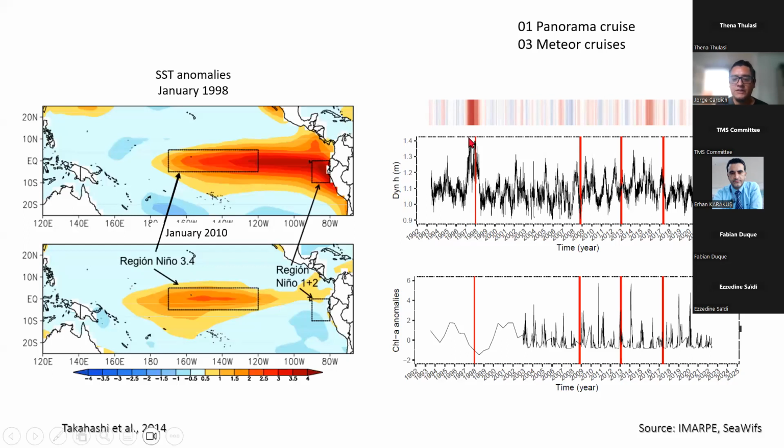So the first one, in December 1997 and January 1998, is the Panorama Cruise, and the other three are Meteor cruises from Germany, and they happened in November 2008, January 2013, and May 2017. So they happened in different phases of the ENSO variability.